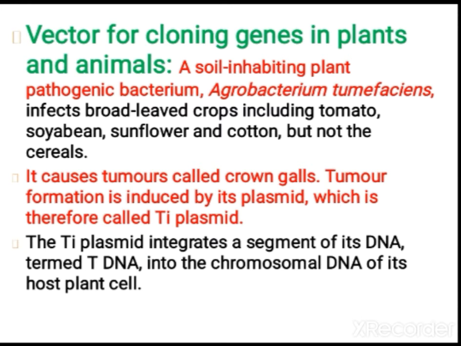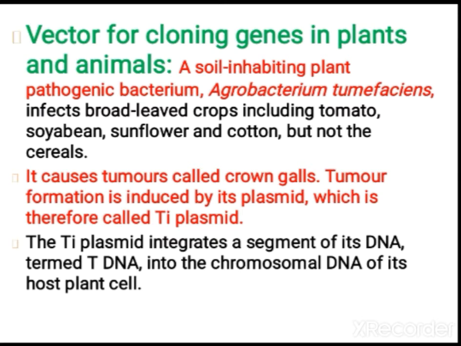Next one, vectors for cloning genes in plants and animals. Here, one pathogenic bacterium called Agrobacterium tumefaciens infects broad-leafed crops including tomato, soybean, sunflower, cotton, but it won't affect cereals. It causes tumors called crown galls. The tumor formation is induced by its plasmid, so that's why we call it the TI plasmid, the tumor inducing plasmid.